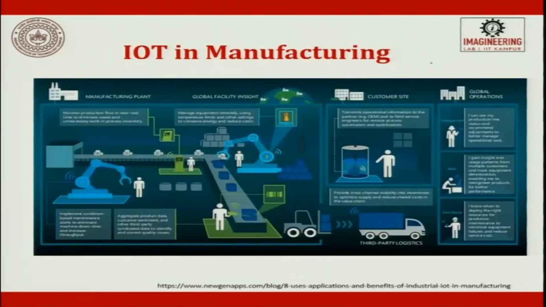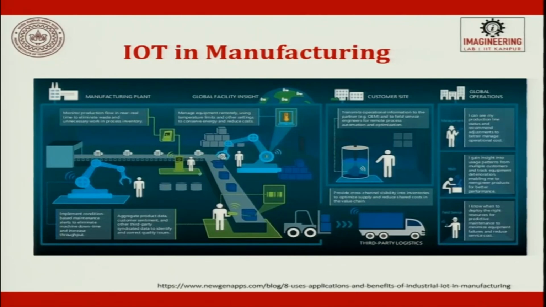So, IoT in manufacturing, if you see, this is the manufacturing plant, global facility insight, then you can see the customer site, then you can see global operations. Monitor production flow in near real time to eliminate waste and unnecessary work in process inventory. So, that is the first important thing which happens. Suppose there is a need for only 100 cars, but my batch size is 120, you can't produce 120. So, that is what it is.